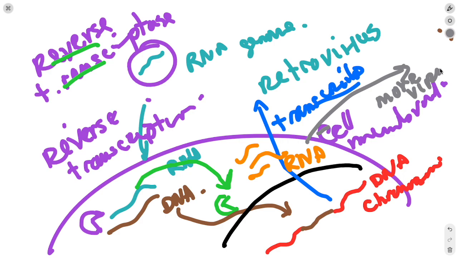Those are just the key steps to say on an exam: just draw and label the replication cycle of reverse transcription. You'd say infection, reverse transcription, insertion of DNA into the chromosome, and transcription and packaging new viruses.